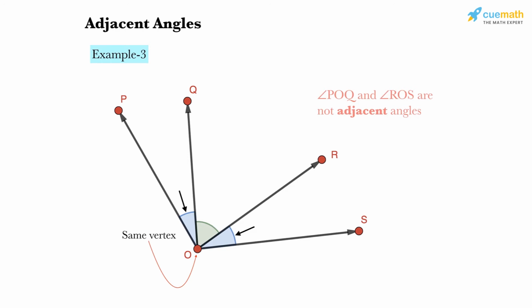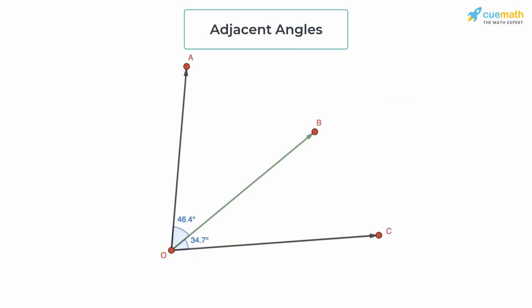Now, I want to ask you a question, so be ready to do some thinking. In this simulation, angle AOB and angle BOC are adjacent angles. What will we get if we add these two angles? What will be the sum of angle AOB and angle BOC? Take a few moments to think about this.